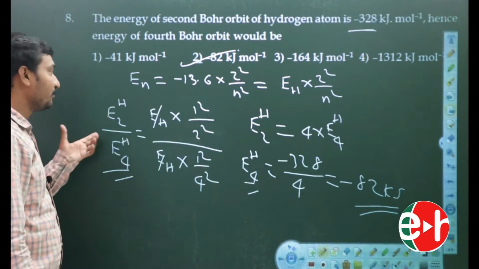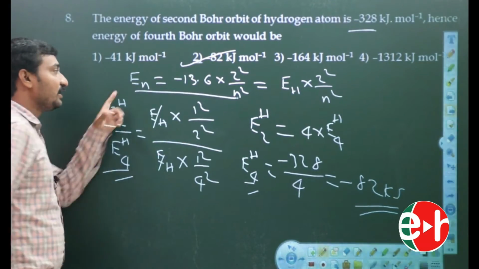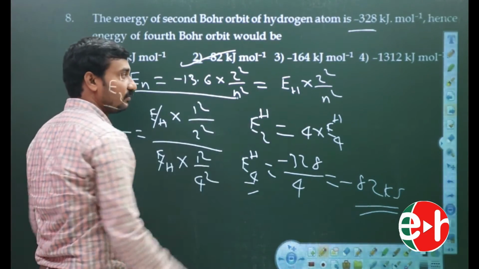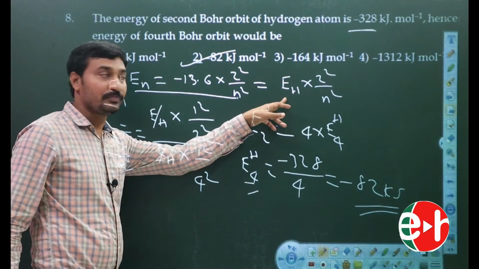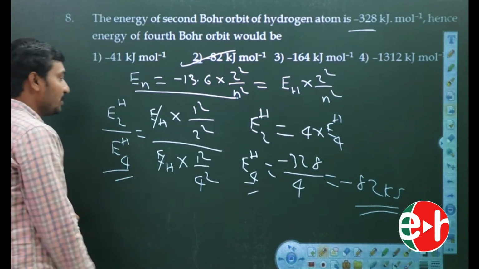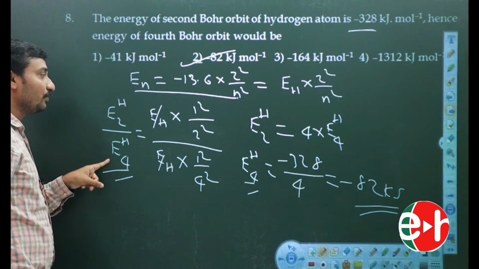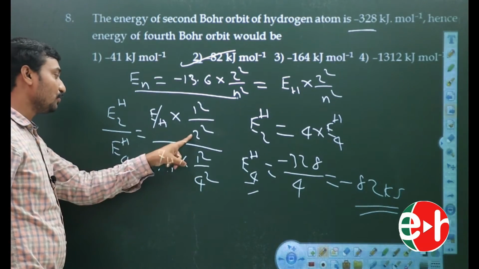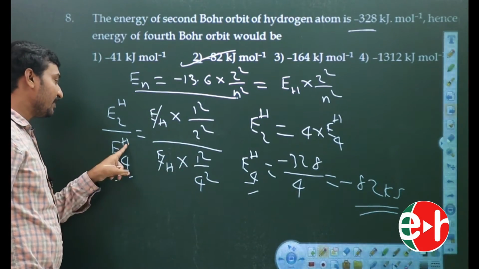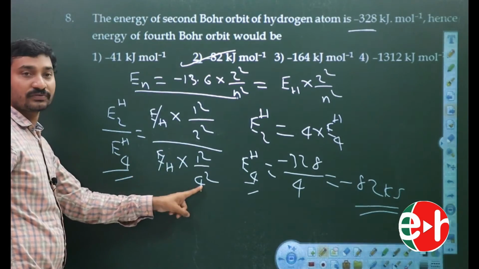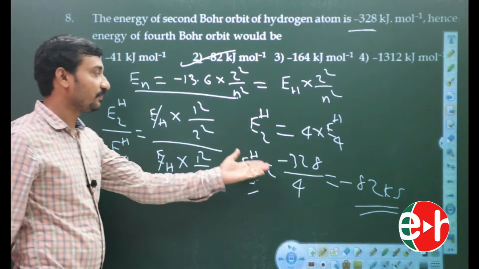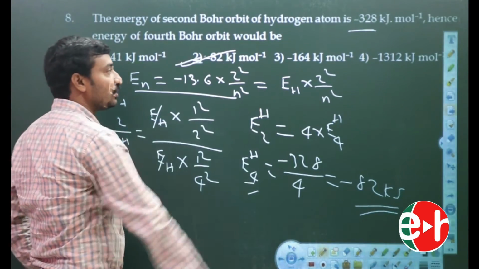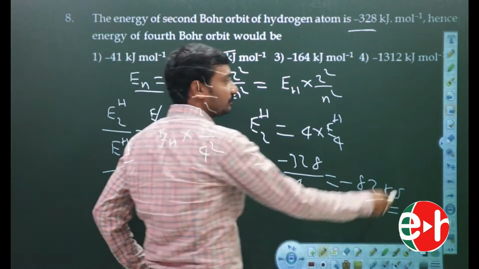Okay, take the ratio. The main formula, this is En is equal to minus 13.6 into Z square by N square. This value is equal to the energy of hydrogen atom in the first Bohr orbit. So EH into Z square by N square. So now take the ratio E2 by E4. EH cancel. Z value 1 because hydrogen atom, N value 2 square, by EH into Z value 1 square, N value 4 square. Okay, E2 value is given. E2 value by 4, then we get minus 82 kilojoule per mole. Okay, next one.